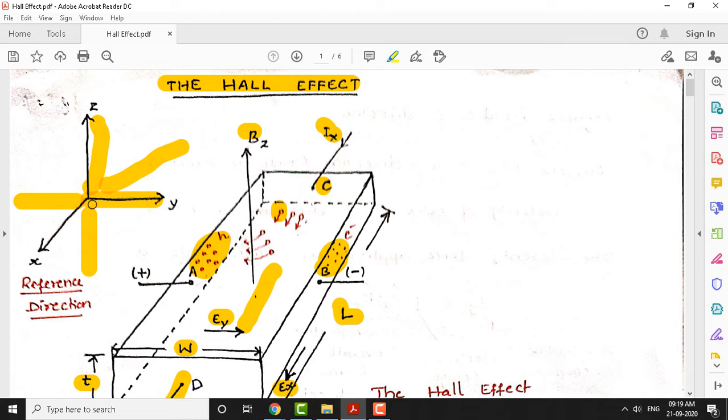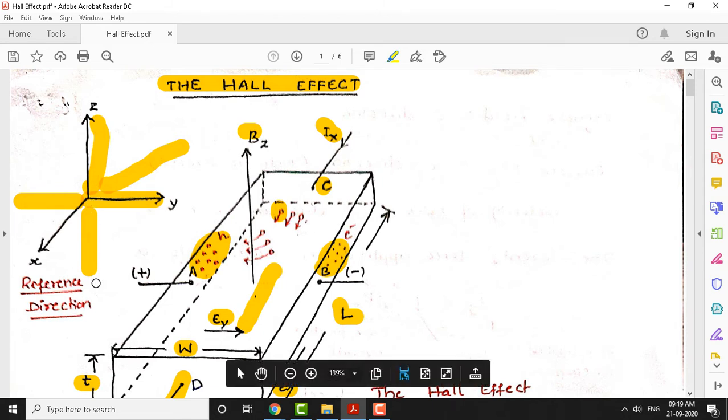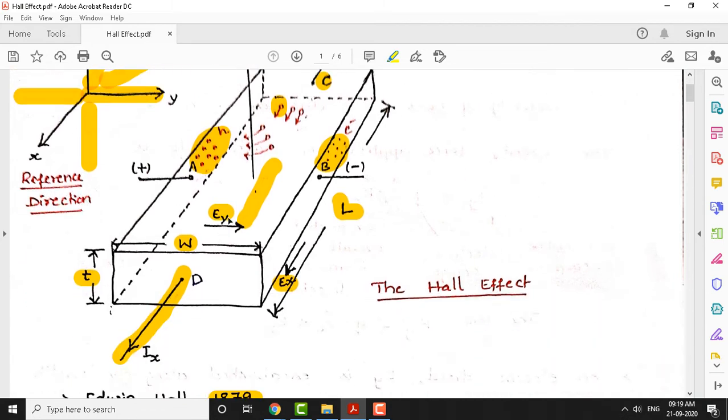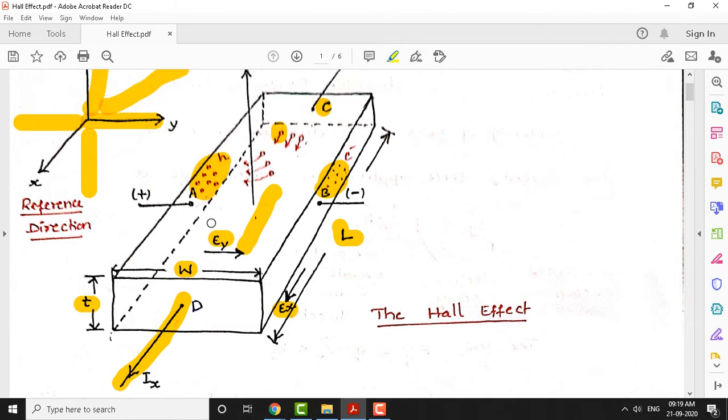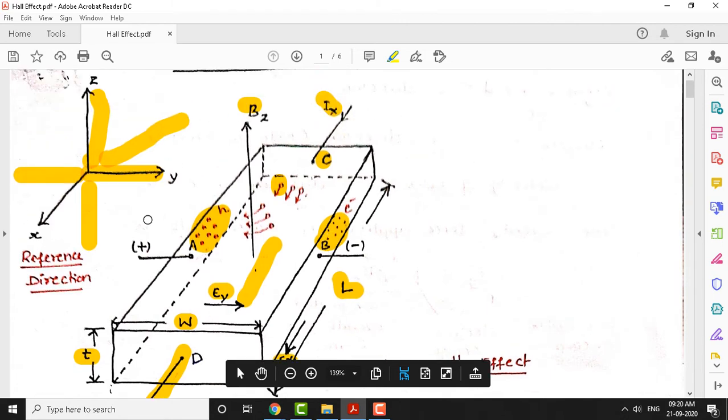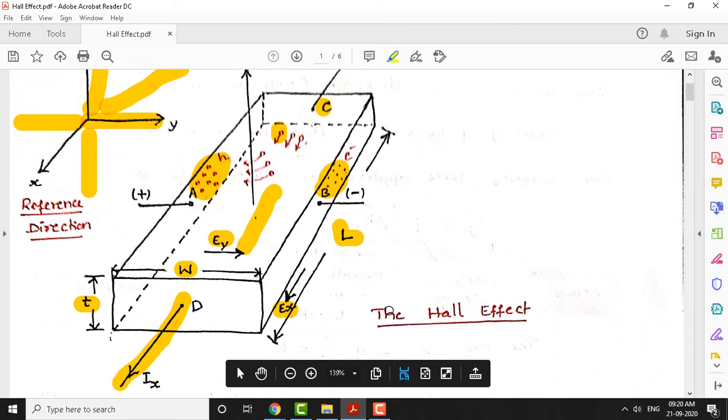If I say minus Bz, that means the magnetic field is directed negative, towards the ground. That is the interpretation we can do with this reference direction here. Namely, you can see here Ey and Ex. These are the electric fields. Ey is the electric field acting in the positive y direction. Ex is the electric field acting along the length of the bar, towards the positive x direction. So this slab is considered to understand the Hall effect phenomenon.